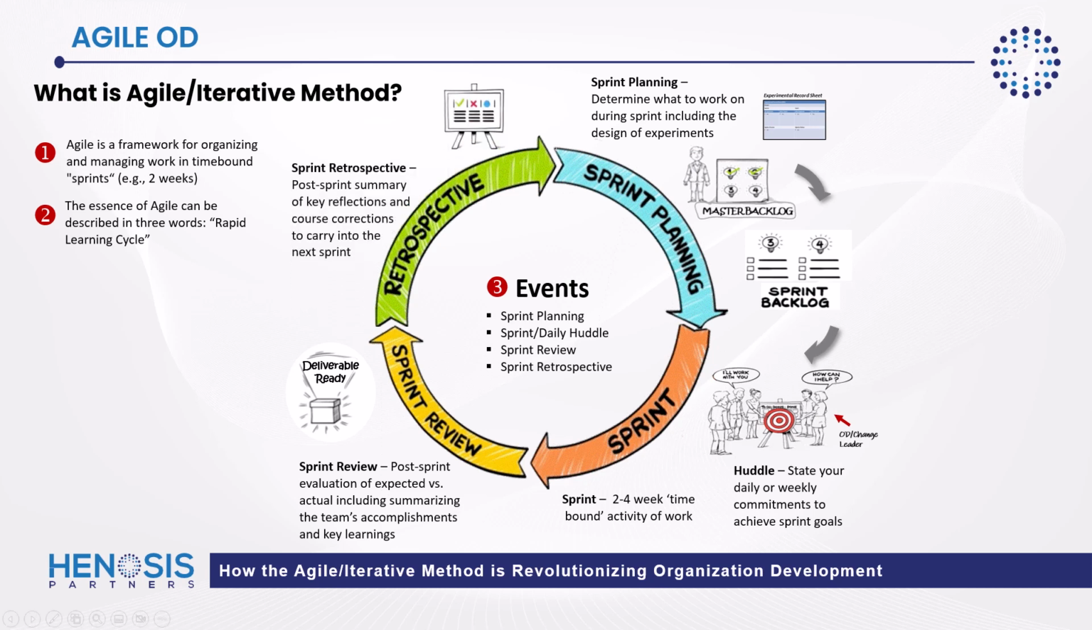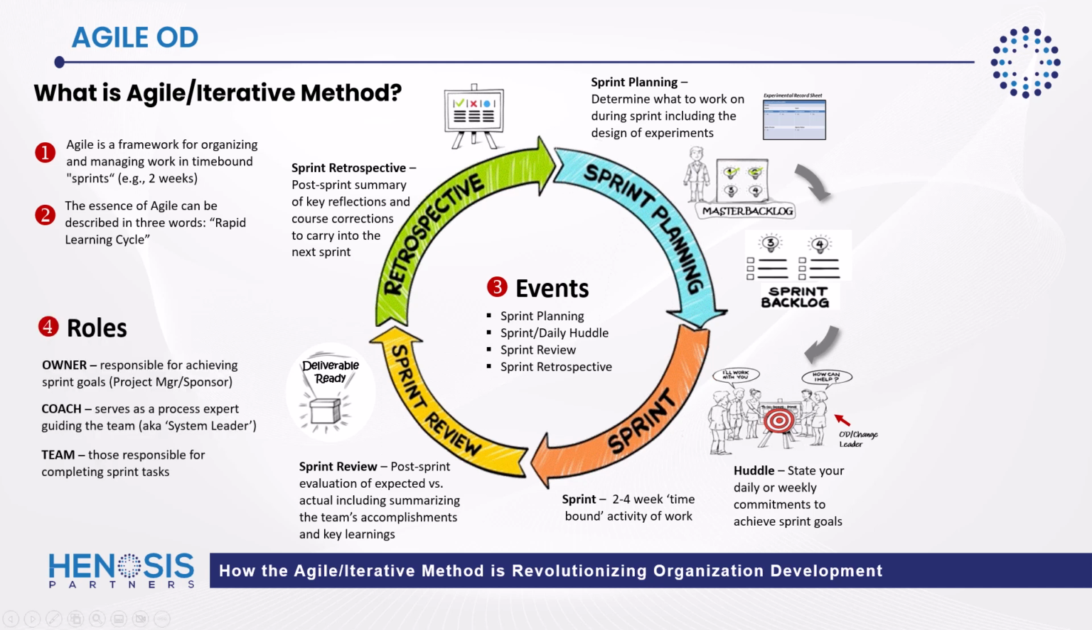And following a review, we conduct a sprint retrospective, which is a post-sprint summary of key reflections and course corrections to carry into the next sprint. Now, there are a few roles to be mindful of when leveraging the Agile Iterative Method.